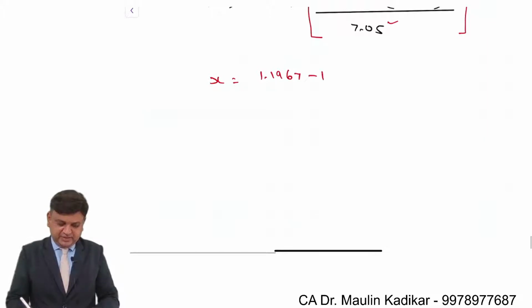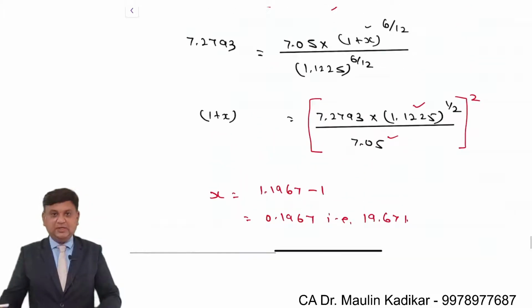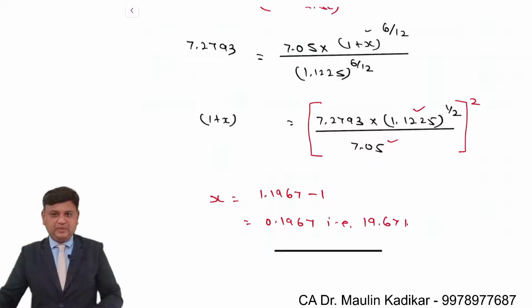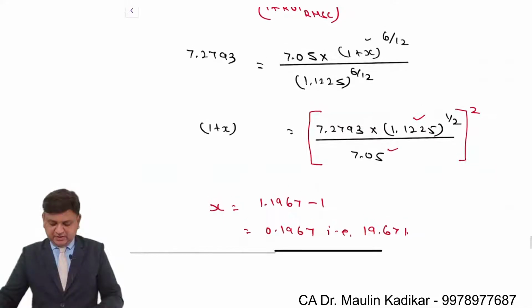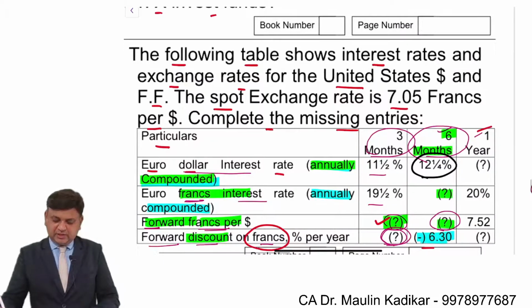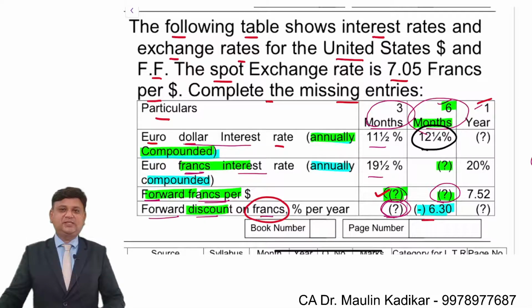1.1967 minus 1, so 0.1967, that is 19.67%. This is the way we are required to calculate the answer. Now calculations are required to be performed for 1 year. Again, please put your answers in the chat box.